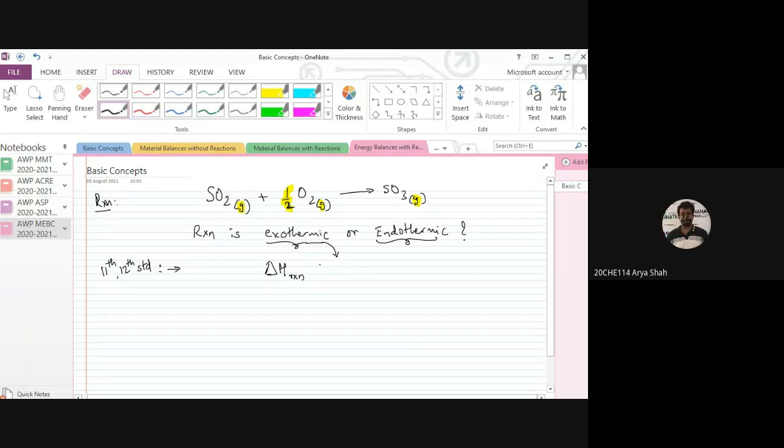It would be negative. Right? So that means it is negative. If it is endothermic, that means delta H for the reaction is greater than 0, or positive. Okay.